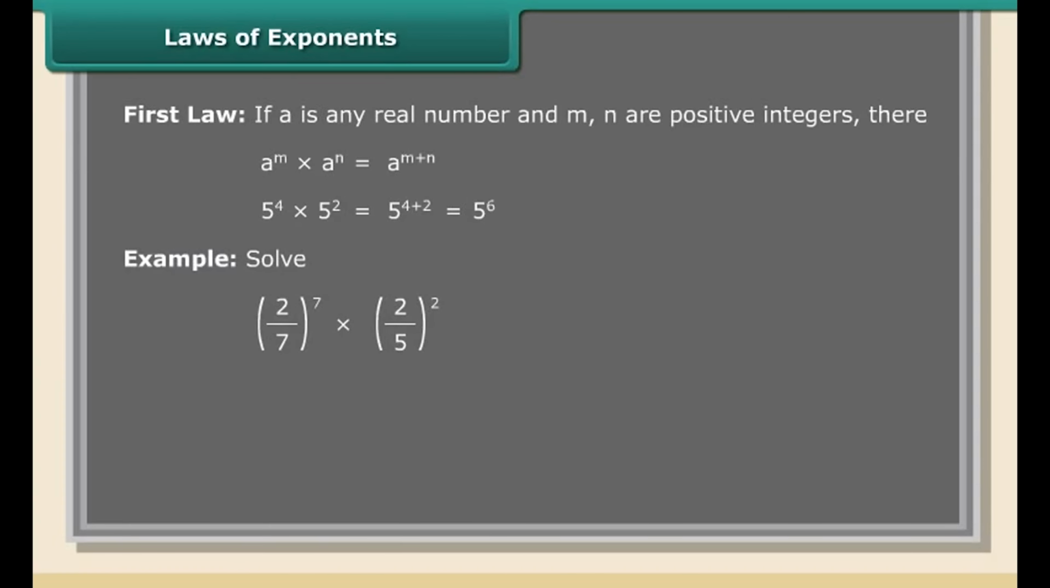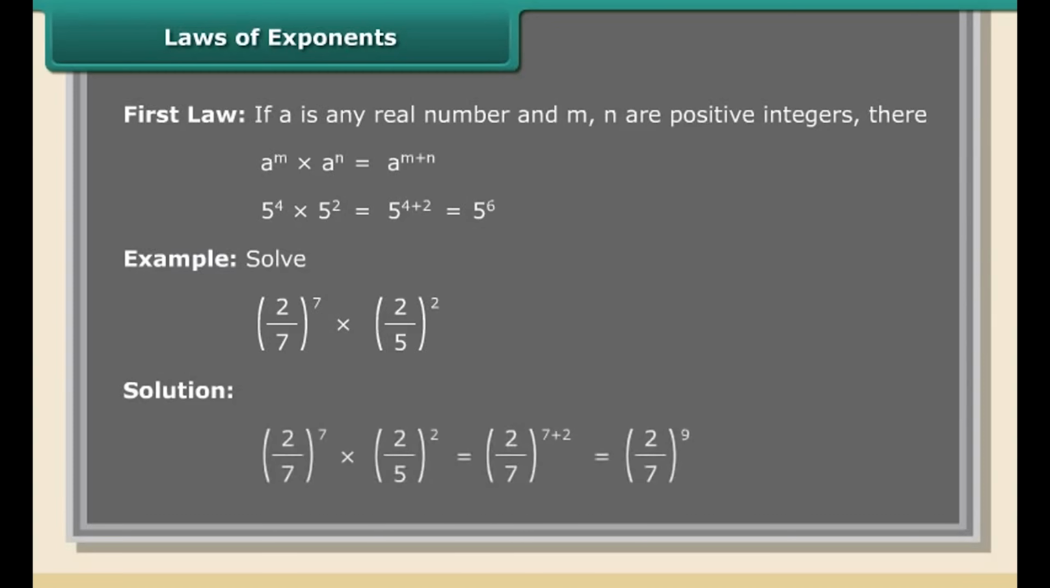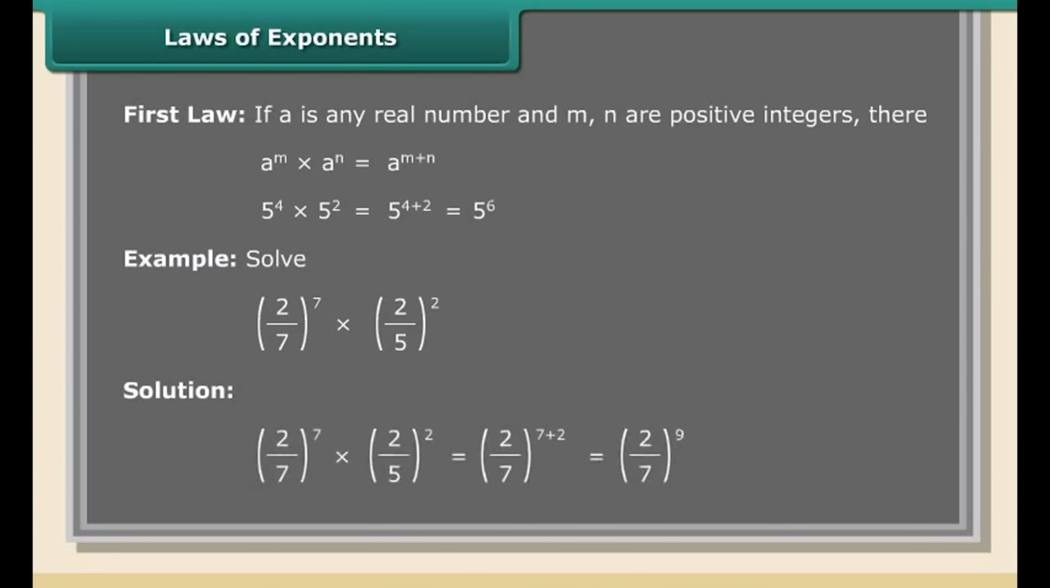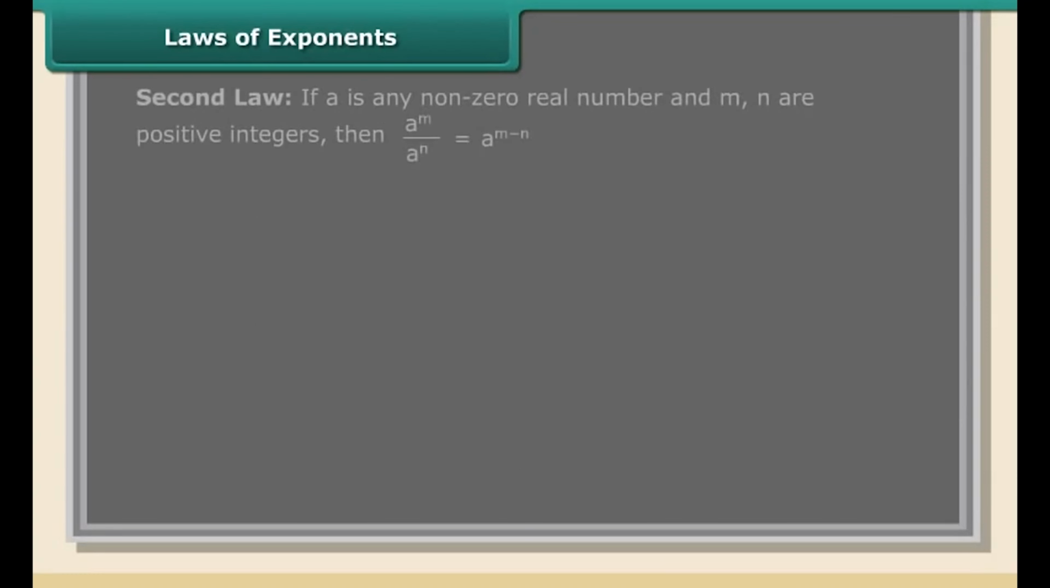Example. Solve (2/7)^7 × (2/7)^2. Solution. (2/7)^7 × (2/7)^2 = (2/7)^(7+2), which is equal to (2/7)^9. Second law.